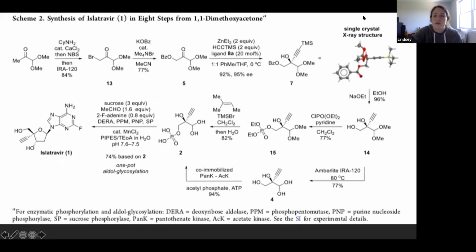And then here is their overall synthesis. It's a bit long, but it starts with this molecule right here, and then the bromine is just a bromination, and then the benzoyl group is added, and the bromine acts as a leaving group. And then here, this is where they use ligand 8A and the THF. And what happens is the alkyne acts as a nucleophile, and then the electrons go up to the oxygen, and then the oxygen acts as a nucleophile to take the hydrogen from an acid.